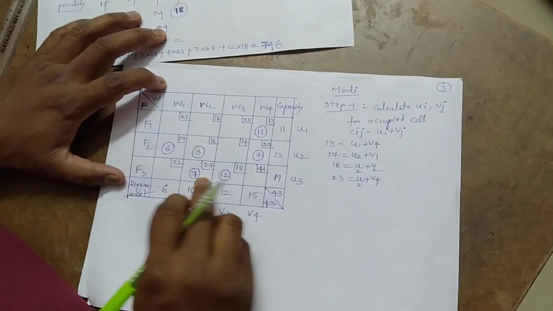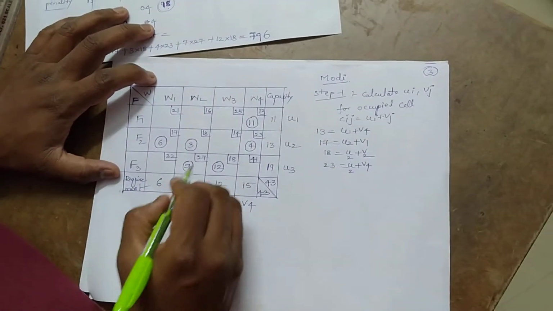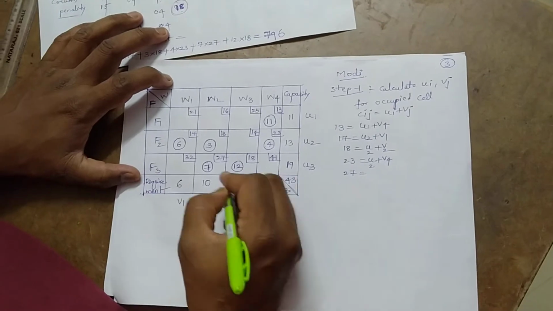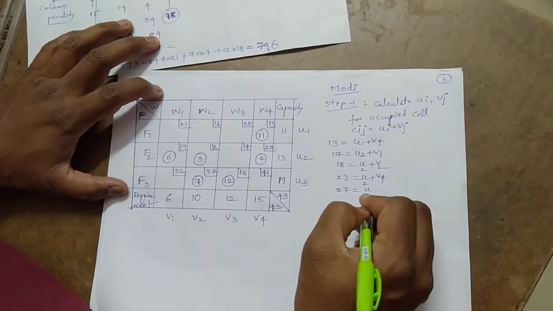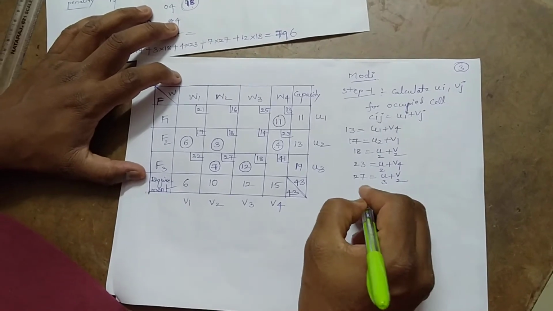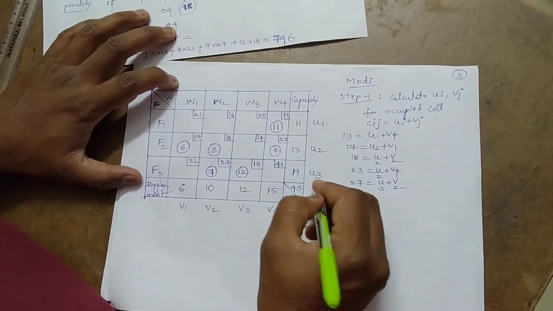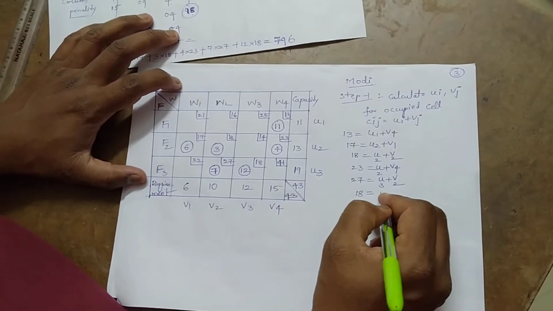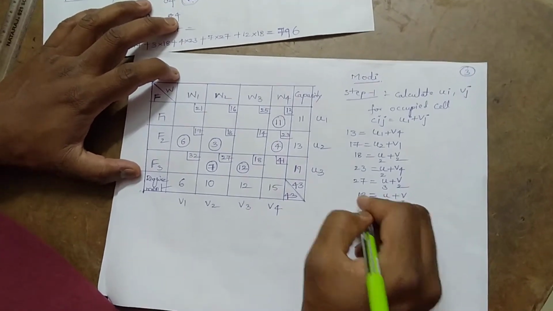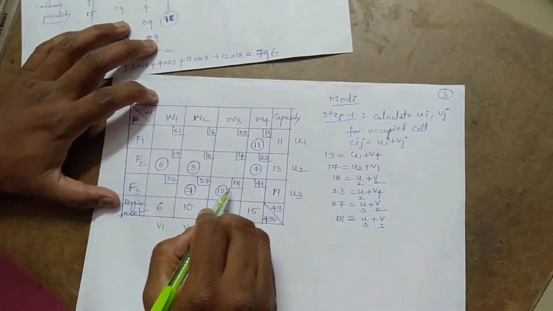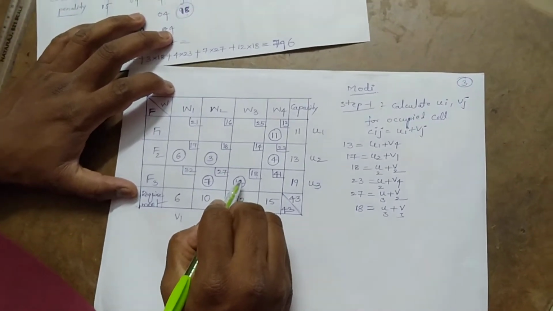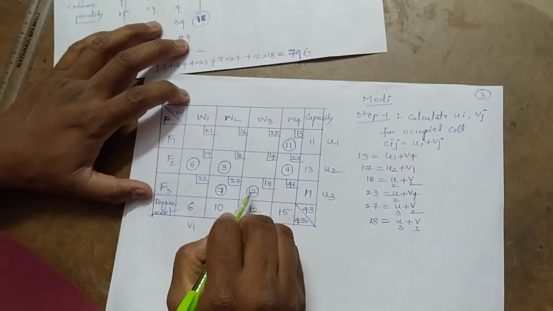And next one, total how many are over? 4 are over. Next one is 27 is equal to u3 plus v2. And 18 is equal to u3 plus v3. Now here there may be a chance that instead of taking the cost, you may be taking the occupied values, the value which is occupied with the cell. So you may be making such mistakes.